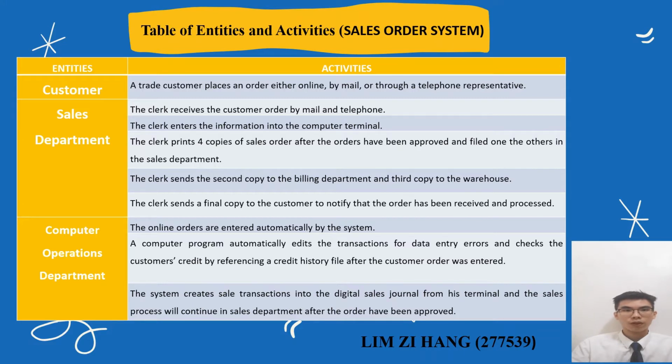In the computer operations department, the online orders are entered automatically by the system, and it will edit the transactions for data entry errors and check the customer credit by referencing a credit history file. After that, the system will create sales transactions in the digital sales journal from his terminal, and the sales process will continue in the sales department after the order has been approved.